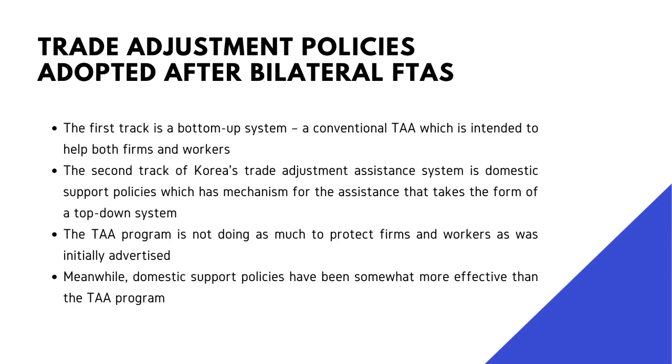The second track of Korea's Trade Adjustment Assistance System, Domestic Support Policies, has a mechanism for the assistance that takes the form of a top-down system. The TAA program is not doing as much to protect firms and workers as we initially advertised, while domestic support policies have been somewhat more effective than the TAA program.